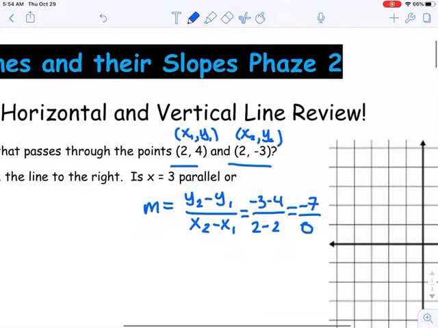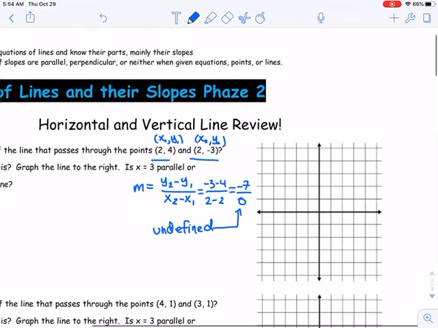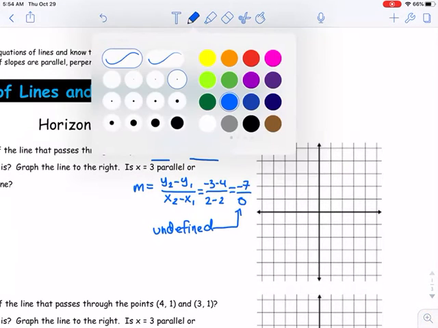Oh my gosh. Shh. You guys don't say this word out loud. This is a bad word in math, but you can't divide by 0. This slope is undefined. All right. Don't say it out loud. It's a bad word. You're going to get in trouble if you say undefined out loud. Okay? So let's go ahead and even plot these points just to emphasize how the slope is undefined.